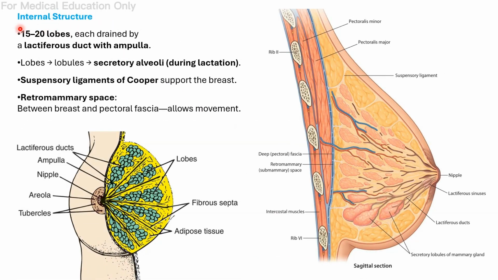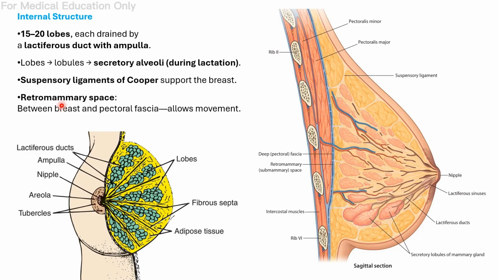Now we learn about the internal structure. This is the internal structure of the breast. You can see there are 15 to 20 lobes separated by fibrous septa. These fibrous septa are also called the suspensory ligament. The lobes are drained by lactiferous ducts with ampulla, and the lobes divide into lobules, and lobules contain secretory alveoli during the lactational phase. This is the suspensory ligament of Cooper, which supports the breast.